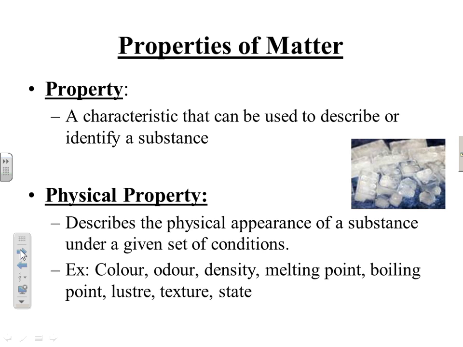Color, odor, density, melting point, boiling point, luster, texture, state. Those are all those things that you can use to describe it. Luster is whether it's shiny or not.